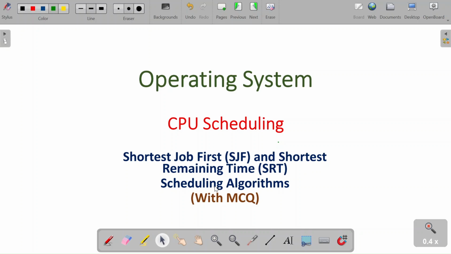Hello, welcome back to CPU scheduling algorithms. Here we are going to discuss the shortest job first and shortest remaining time first algorithms. They are called SJF and SRT, with MCQ questions.